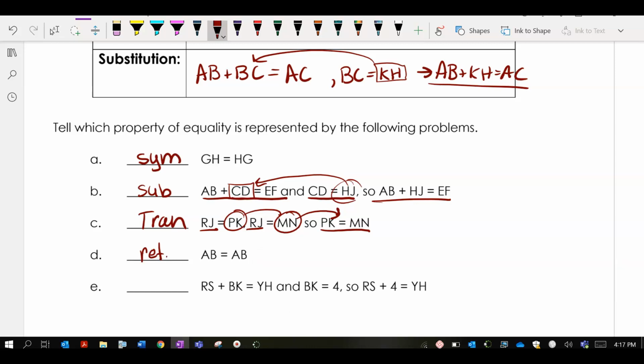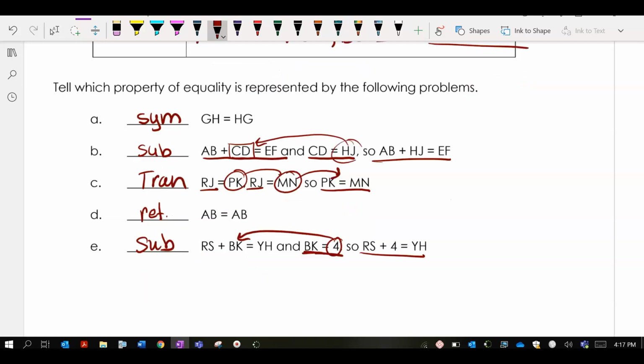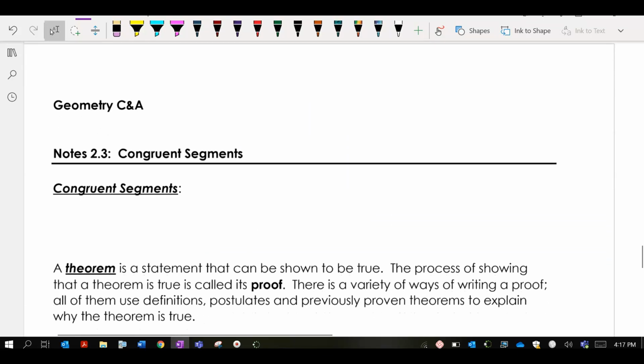Duh, right? Okay, so then the next one here is another example of substitution that you can see. So BK is equal to 4. You can take that 4, plug it into BK, and that's the only thing that changed. So that's another substitution.